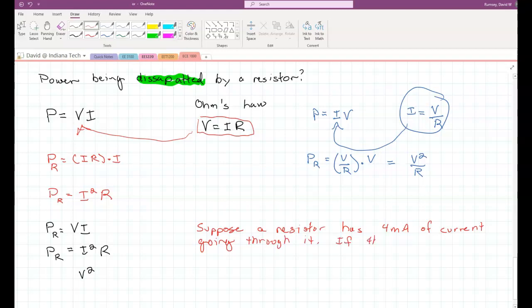If the resistance is 5 kiloohms, what is the power being dissipated? I've probably spelled dissipated wrong every single time I've written it out here.